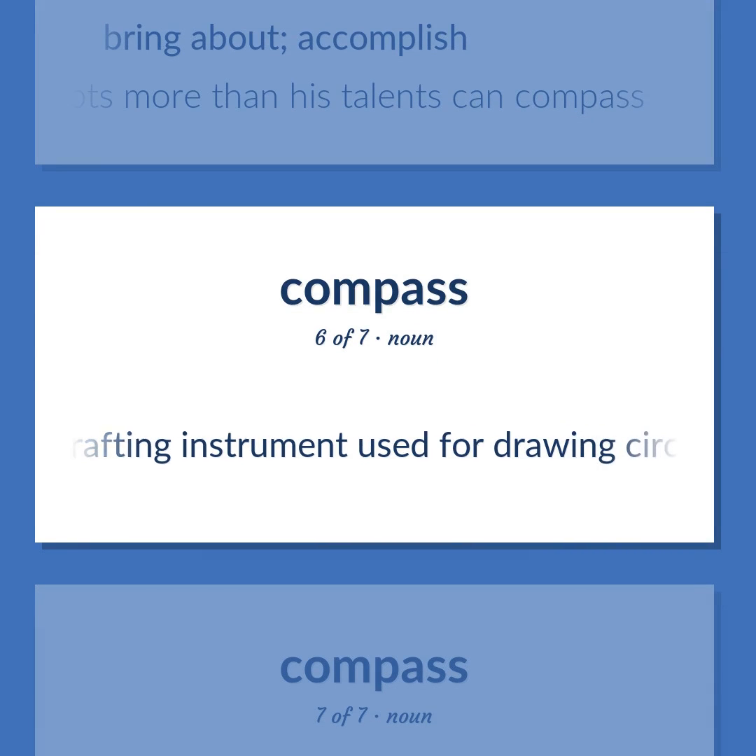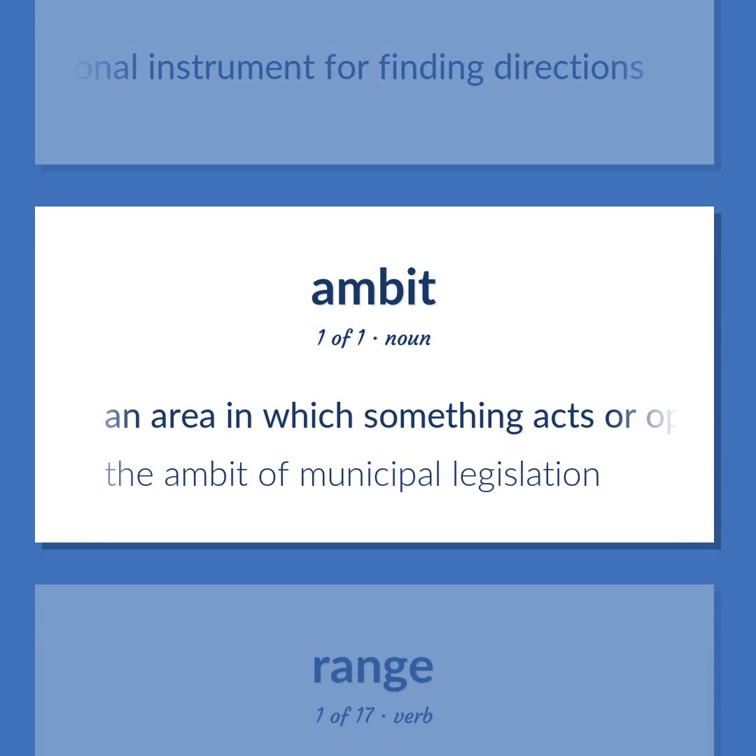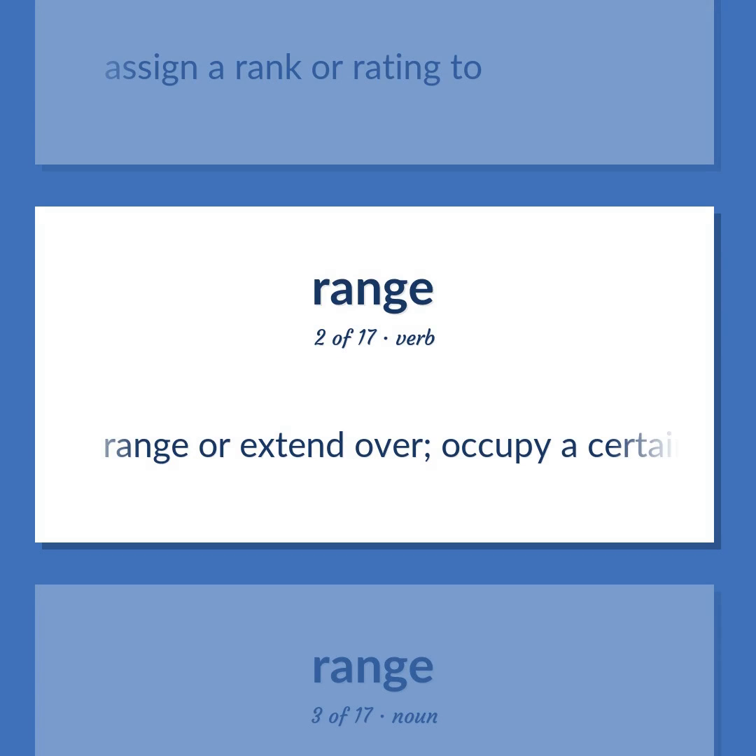Drafting instrument used for drawing circles. Navigational instrument for finding directions. An area in which something acts or operates or has power or control. The ambit of municipal legislation. Assign a rank or rating to. Range or extend over. Occupy a certain area.